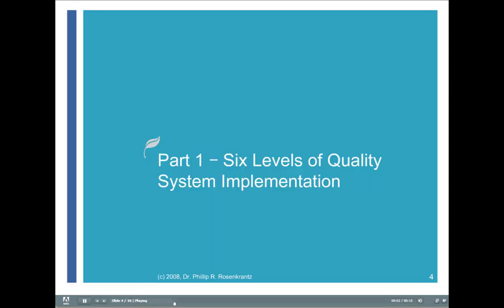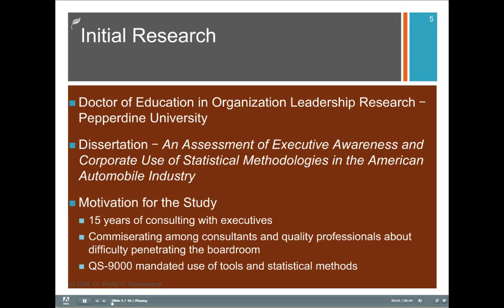So in part 1, we're going to discuss the 6 levels of quality system implementation, what they are, and how to look at them various ways. Some of the material that I'm going to present is based on my doctoral research at Pepperdine University. My dissertation was titled An Assessment of Executive Awareness and Corporate Use of Statistical Methodologies in the American Automobile Industry.